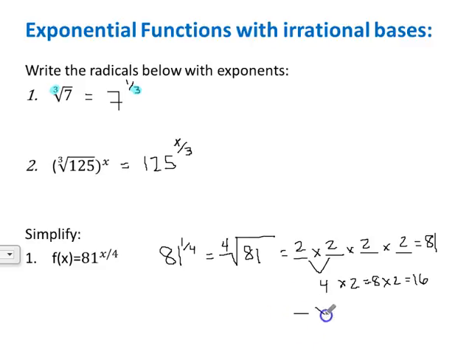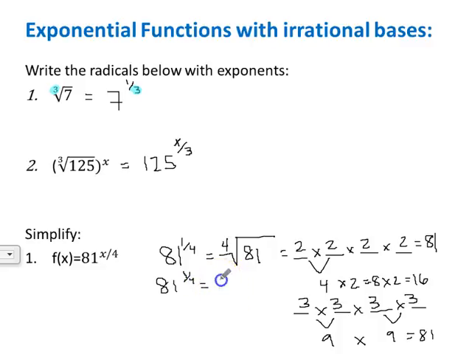So what about 3 times 3 times 3 times 3? 3 times 3 is 9. 9 times 9 is 81. So I know that 81 to the 1/4 is the same thing as 3, because 3 times itself 4 times gives us 81.